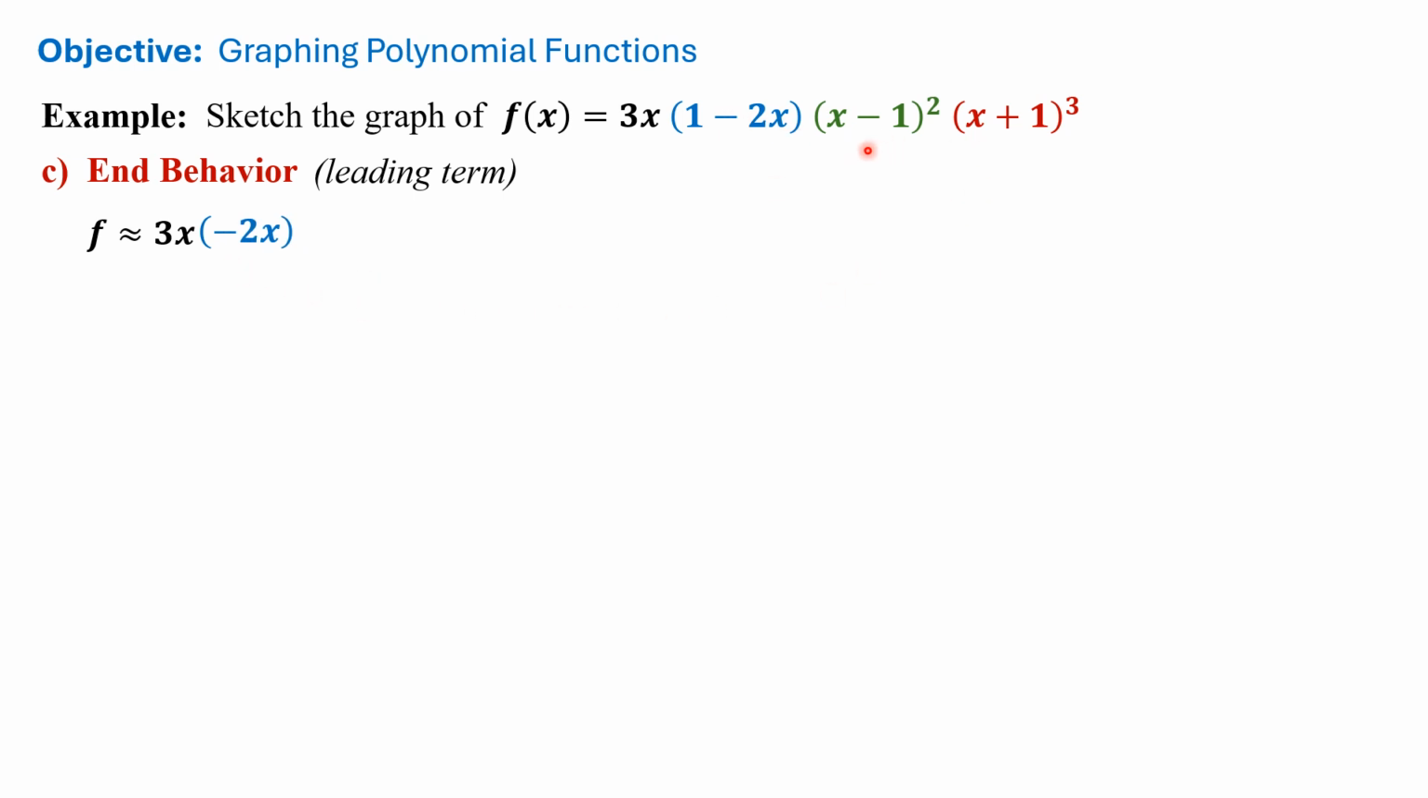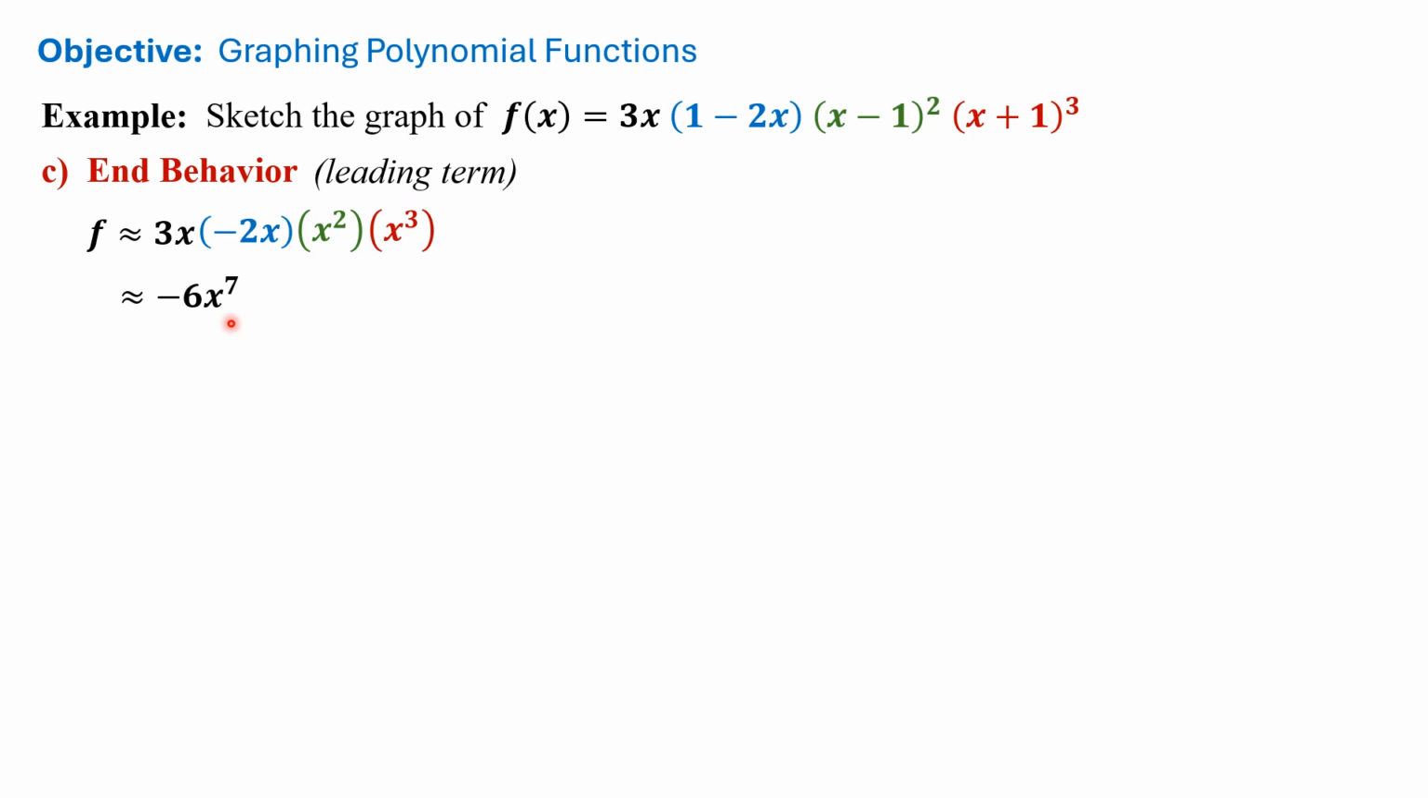And then for the third factor, which is x minus 1 squared, the leading term, if we expand this, is x squared. So we will multiply with x squared. And for the last factor, which is x plus 1 cubed, if we expand this, the leading term will be x cubed. So we will multiply this with x cubed. You can see that these are the product of all the leading terms of each factor. Multiplying this, we will get negative 6x to the 7.